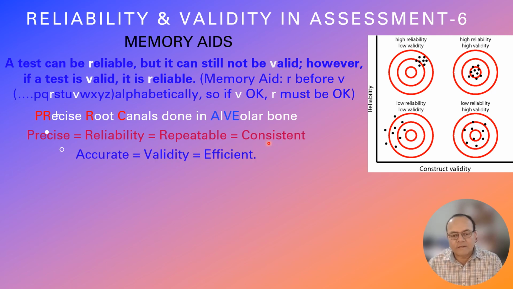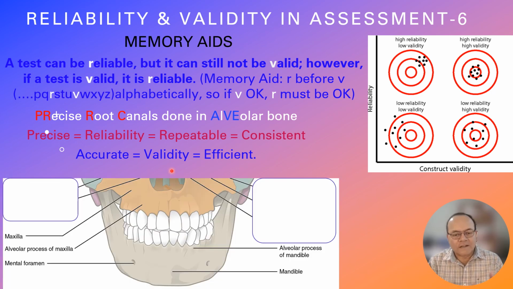But to be accurate, accuracy is validity and efficiency. Precise root canals done in alveolar bone. I've given the example of an alveolar bone because my practice belongs to the head and neck. I'm an ENT physician assistant. See, this is the alveolar process of the mandible. This is the alveolar process of the maxilla. So root canals must be done in this bone. So precise root canals are done in the alveolar bone.